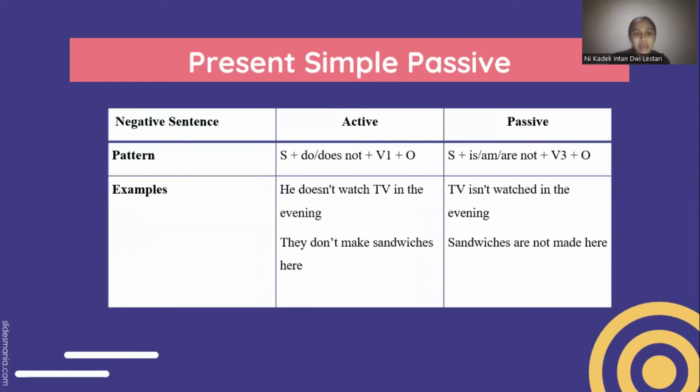Okay? And for a negative sentence, I have different patterns. For active, the pattern is subject plus do or does not plus verb 1 plus object. And for passive, subject plus be or to be plus not plus verb 3 plus object. For the examples here: He doesn't watch TV in the evening. TV isn't watched in the evening. They don't make sandwiches here. Sandwiches are not made here.